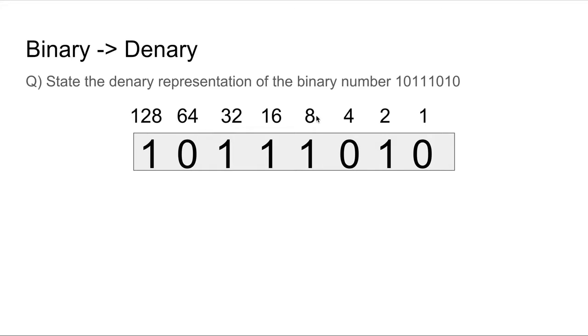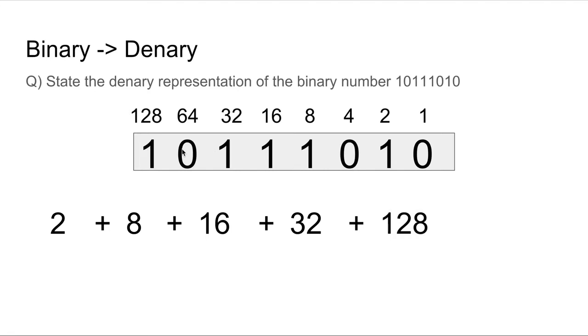Now, as I said before, if the digit is represented as a 0, then we don't count that number. If it's represented as a 1, we count that number. So here we have the second digit, and that is 2. Next we have 8. The denary number 8 is represented by the binary digit 1 here, so we add 8. Then we have a 1 for 16, so we add 16. And a 1 for 32, and a 1 for 128. The zeros, we don't want those numbers. Those numbers will not count here. Add those up and you get 186.